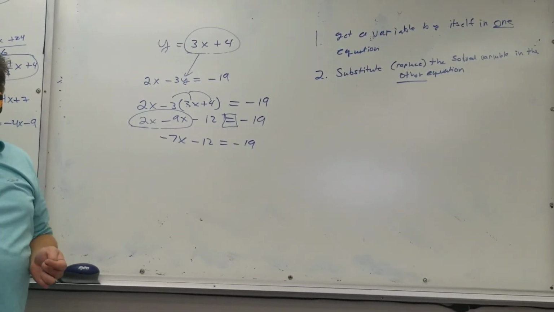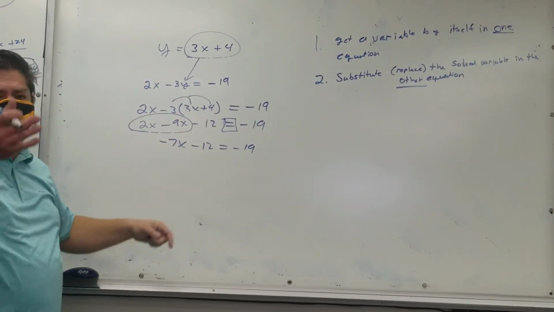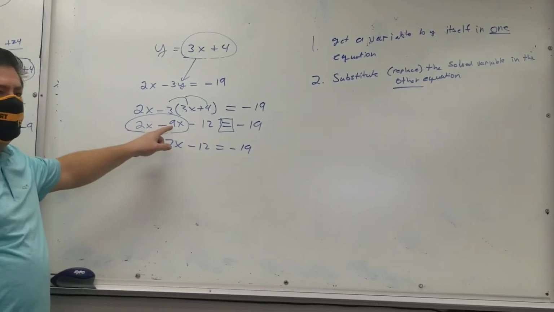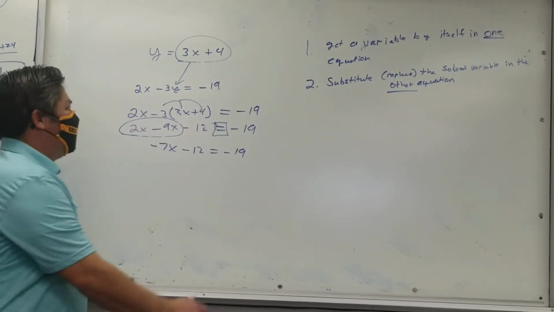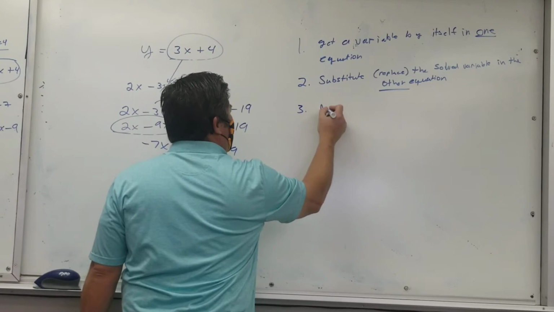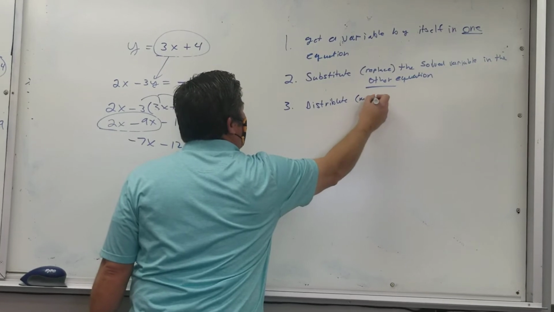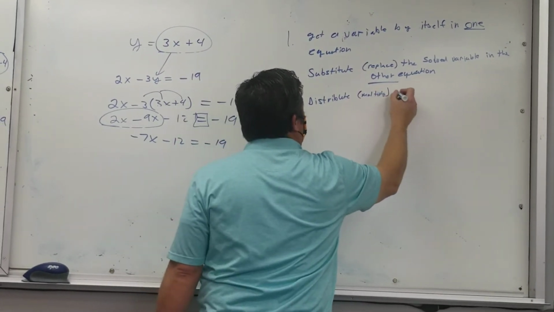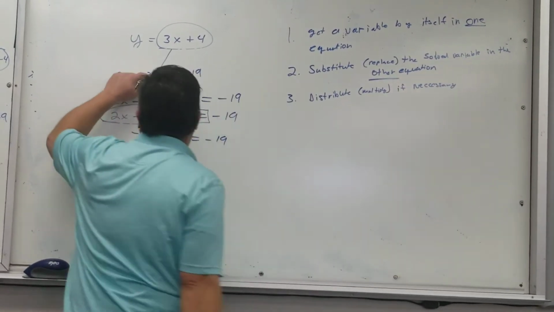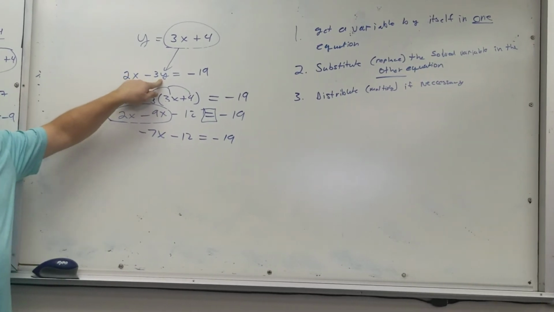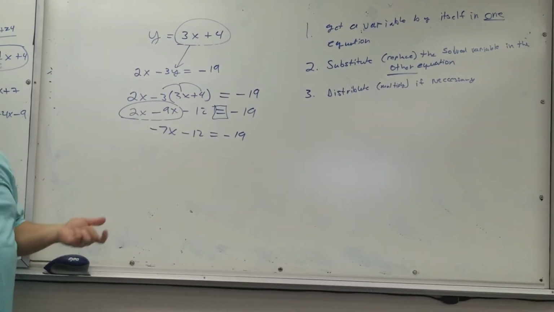What was the third thing I did? So once I replaced it, what did I do here? What did I do with this 3? Distribute. So that's the third step. Distribute if necessary. And distribute means multiply, right? If necessary. Again, if that's just a 1, if this was just a y, then it wouldn't really be necessary to distribute, if there was nothing in front of the y. You with me? But if there's something in front of the y, you're going to have to distribute.